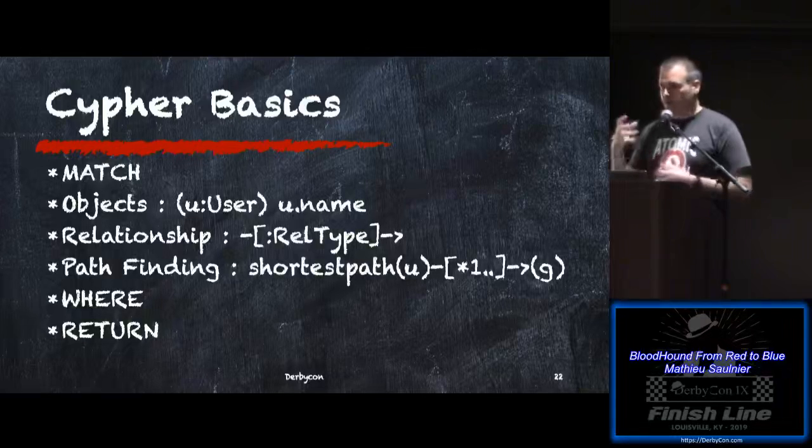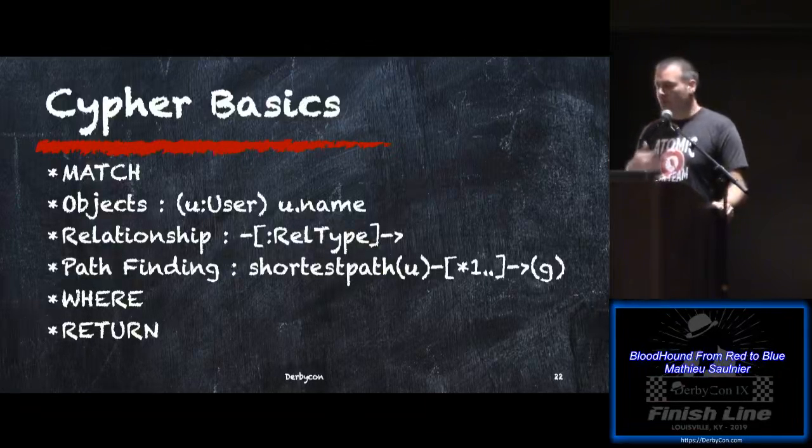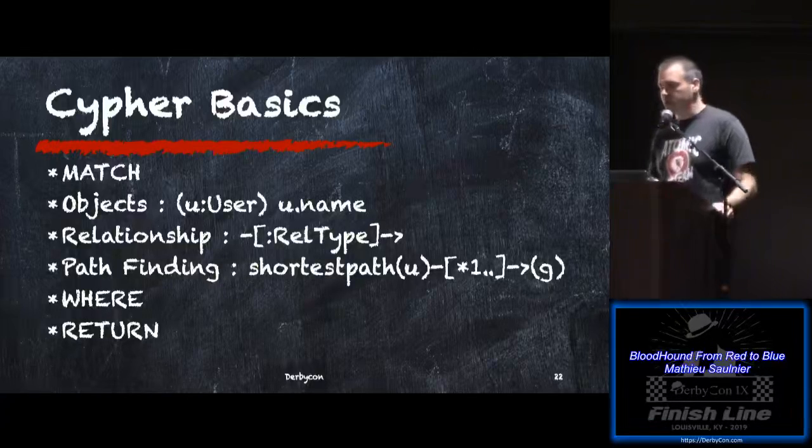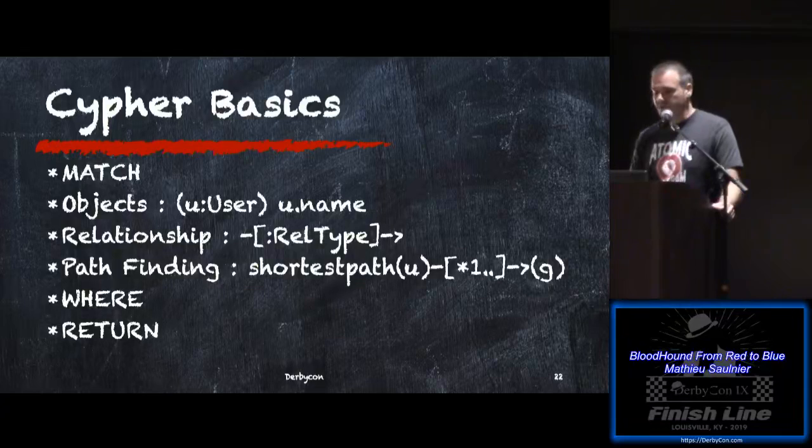So here are the basics of Cypher. First of all, you'll need a match statement to say what you want to get from your query. You'll need some objects. Here we're defining a variable u as a user, and if you want to access any properties of that object, you can use u.name. You'll also need some relationship, which is two dashes and a pointing arrow in the direction that you want. And if you want to specify the type of relationship, you can put it in brackets.